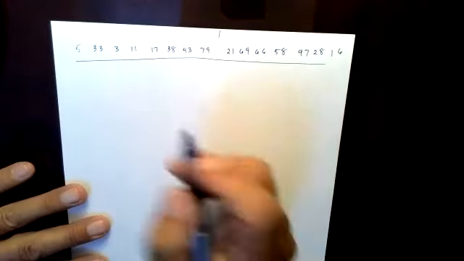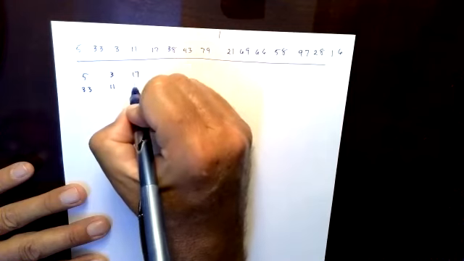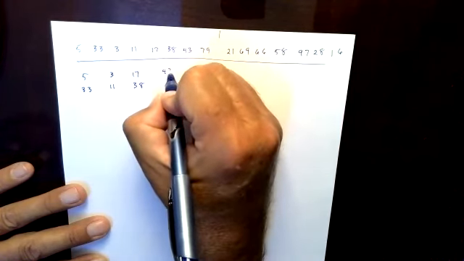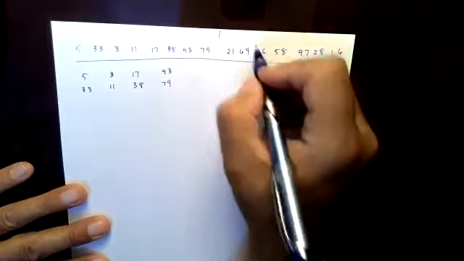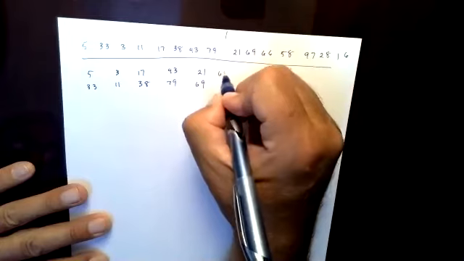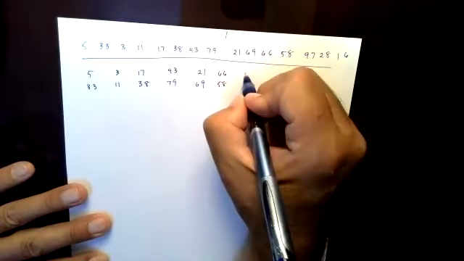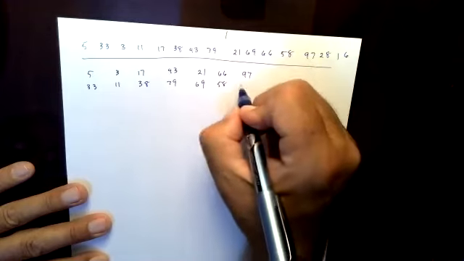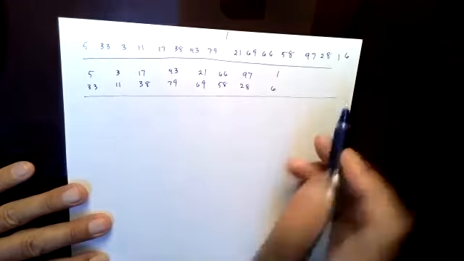Okay, I have 16 numbers in my list. The first time through, I'm going by ones, so I'm going to let this list alone. I'm going to fill my two arrays: 5, 33, 3, 11, 17, 38, 43, 79, 21, 69, 66, 58, 97, 28, 1, and 6. So I went by ones because it's unsorted.